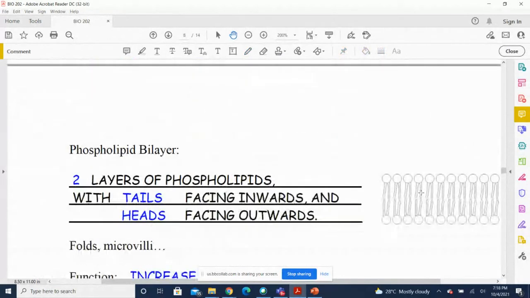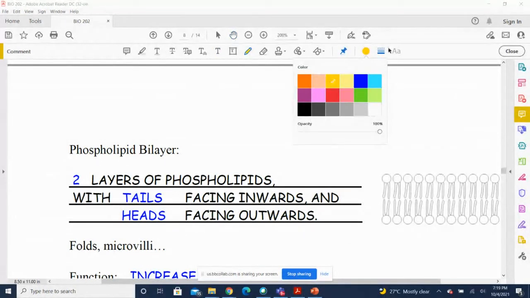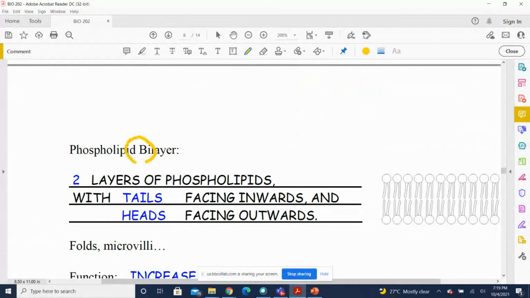In terms of the phospholipid bilayer, I think we've already talked about this, so I'm not going to dwell on it anymore. So two layers of phospholipids, 1, 2, and we had the tails facing inwards and heads facing outwards. Tails away from water and heads towards the water.